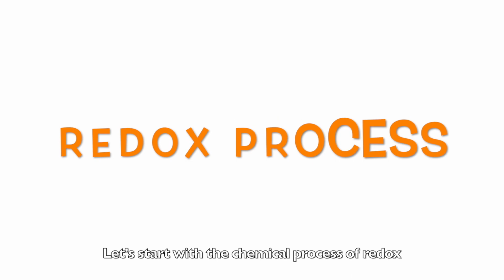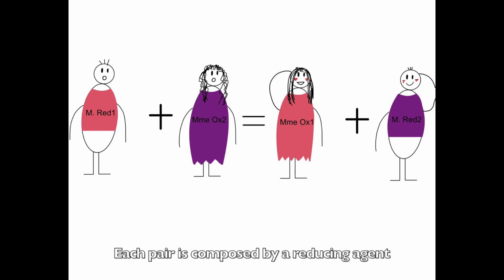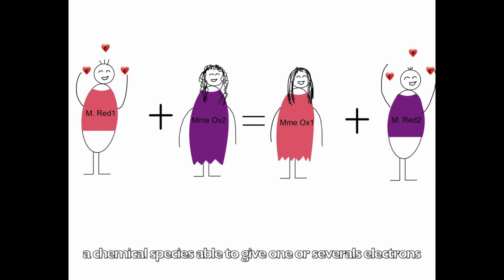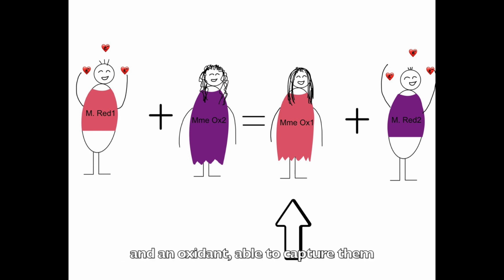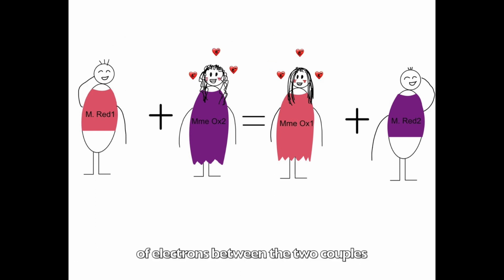Let's start with the chemical process of redox. It's a process based on the transfer of electrons between two oxidizing-reducing couples. Each pair is composed of a reducing agent, a chemical species able to give one or several electrons, and an oxidant able to capture them. During the operation of your battery, there is a transfer of electrons between the two couples.